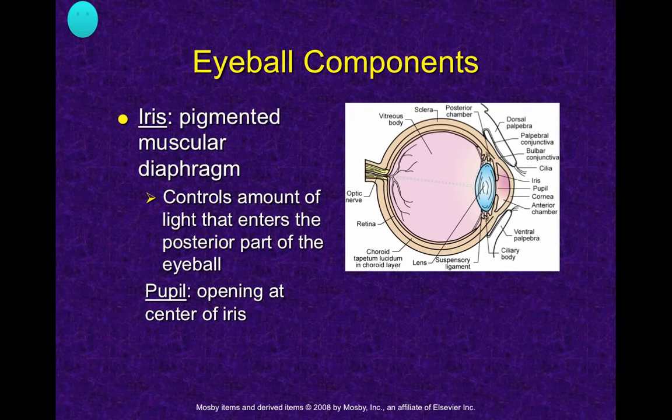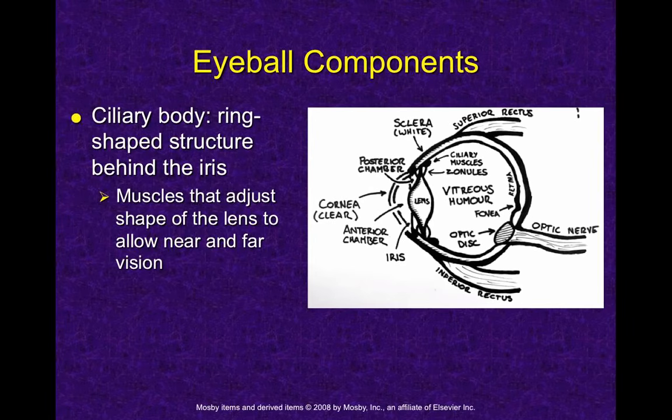The iris is the pigmented muscular diaphragm. It controls the amount of light that enters the posterior part of the eyeball. The pupil is the opening at the center of the iris. The choroid is between the sclera and the retina, so it's pigment and blood vessels. In most animals, the choroid forms the tapetum, a highly reflective area in the rear of the eye. The tapetum, T-A-P-E-T-U-M, is that highly reflective area in the back of the eye. When you take a picture of your animal at night and their eyes are glowing like little aliens, it's because of that component.